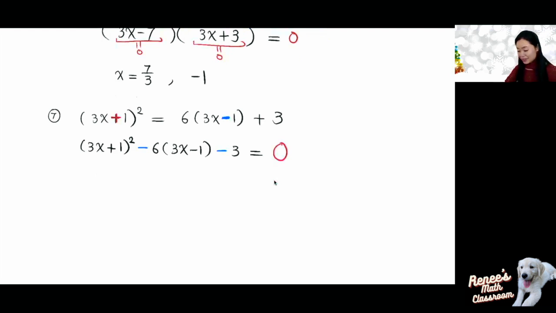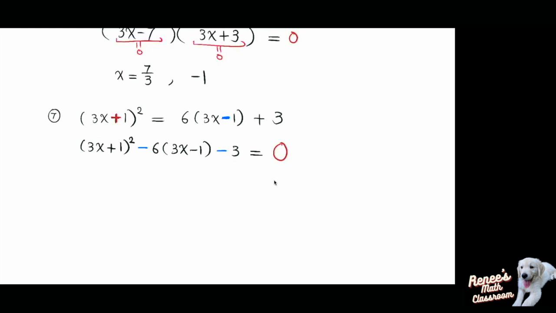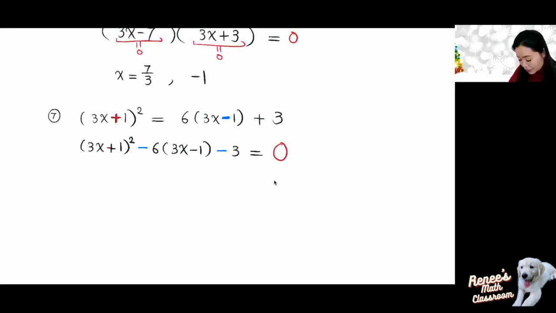Do you think I can use try and error right now? I cannot use try and error over here because you see what happened? They're not exactly the same inside the parenthesis. This is addition and this one here it is subtraction. They're not the same. So what should I do? What would you like to do?